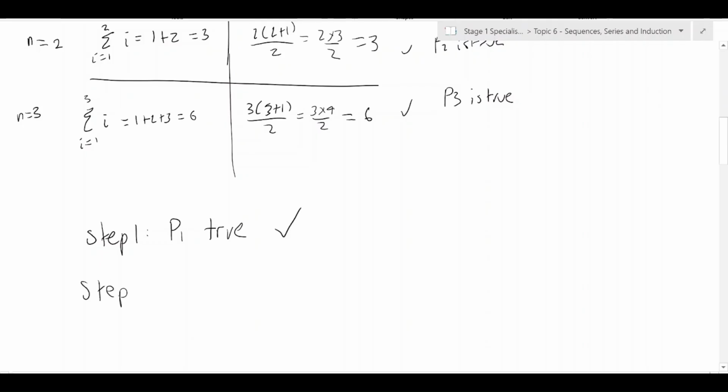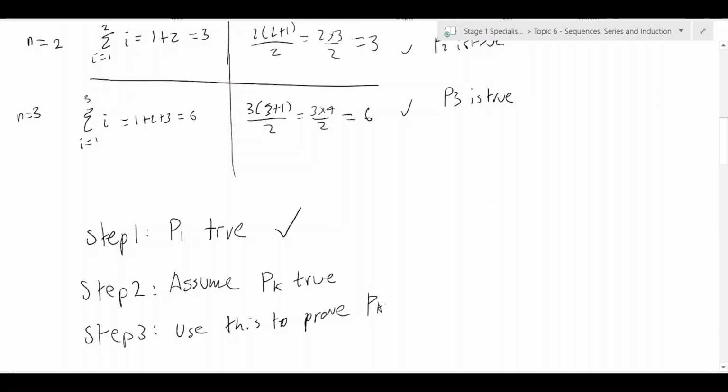Step 2 is to assume Pk is true. And step 3, use this to prove Pk+1 is true.